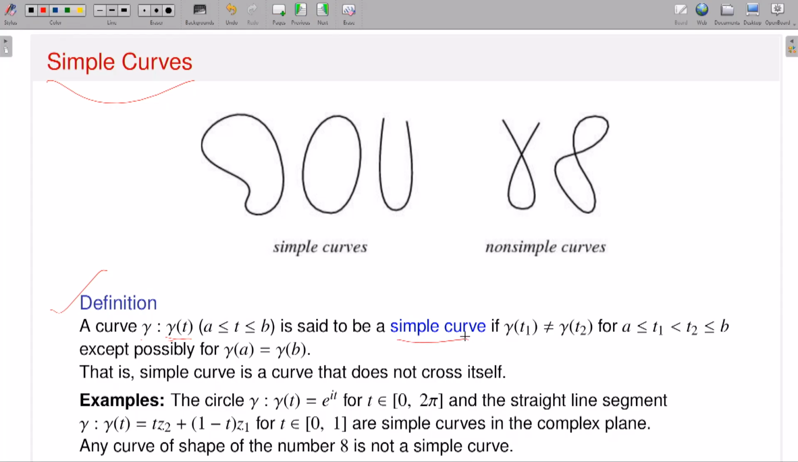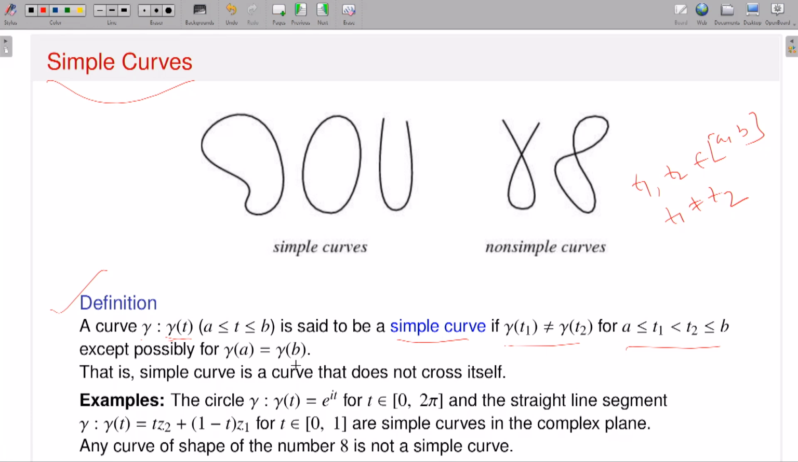Of course, it is continuous by the definition of a curve. A simple curve means it should be injective. That means gamma of t1 is not equal to gamma of t2 if a ≤ t1 < t2 ≤ b. So if I take t1 and t2 from the interval [a, b], but t1 is not equal to t2, then gamma of t1 is not equal to gamma of t2. That means my function is injective.